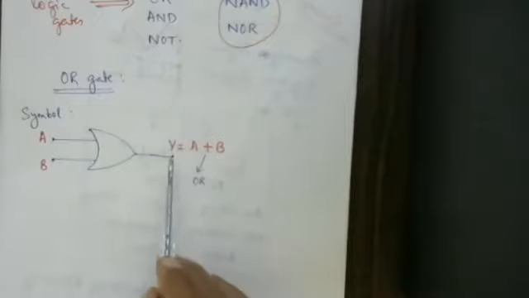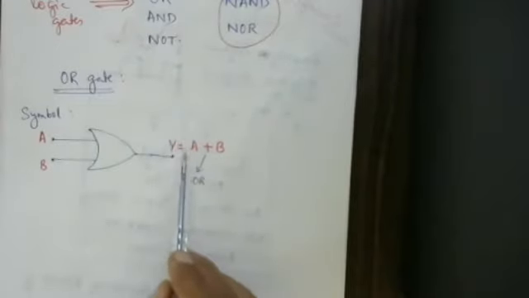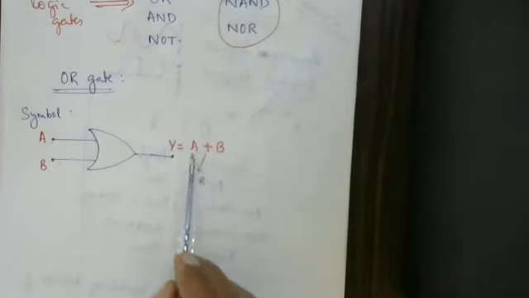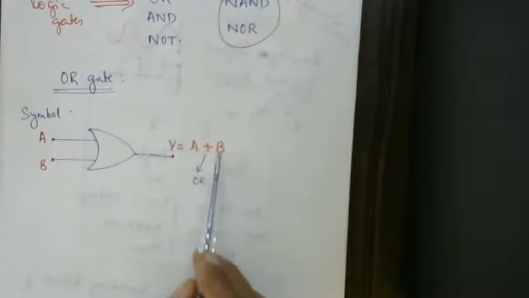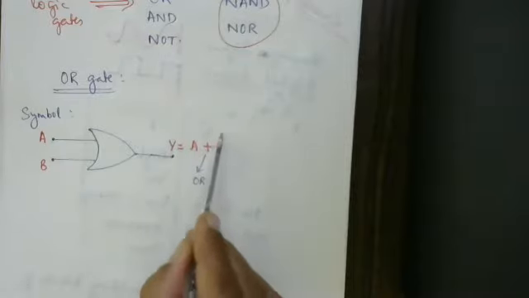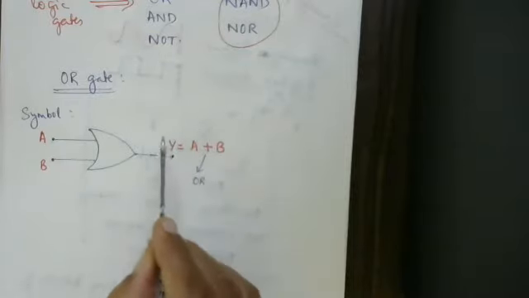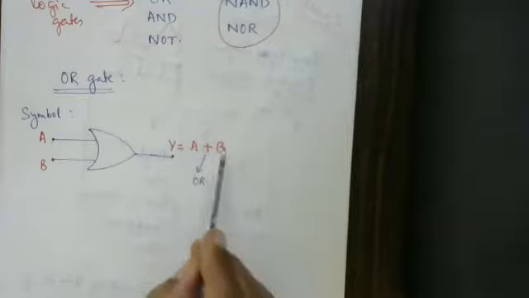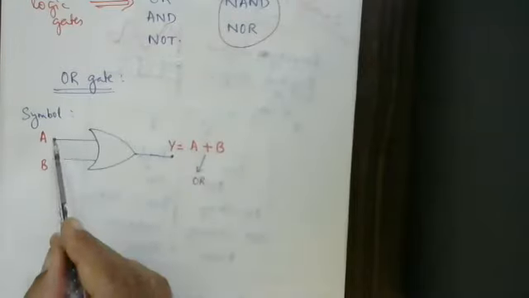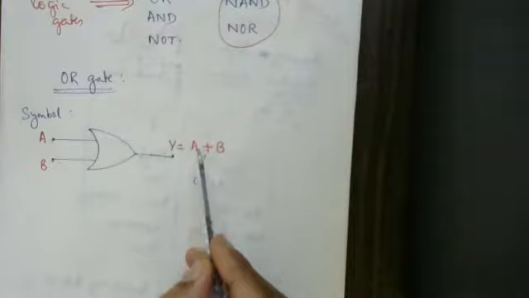A is an input, B is an input, output is Y. Y is represented by A plus B, but it is written as A or B, pronounced as A or B. That is the output. This is a logical expression, a Boolean expression. These two are inputs. This is the output.